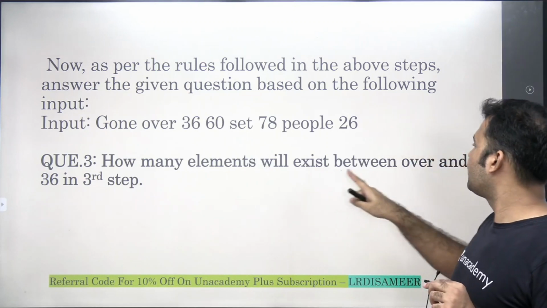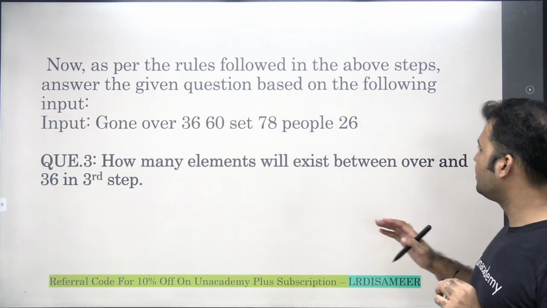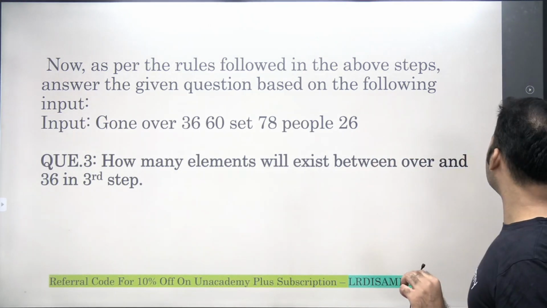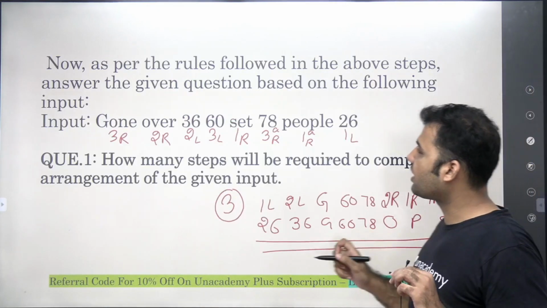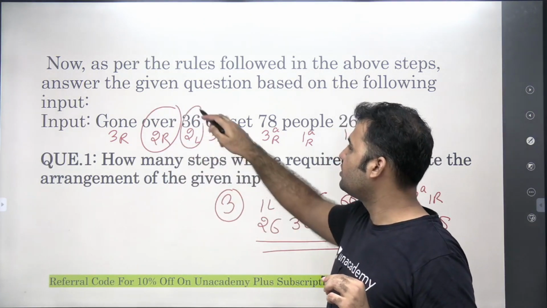How many elements will exist between over and 36 in third step? Now, once you do the ranking, right? How many elements will exist between over and 36 in the third step? All you have to do is just find out the rank of over. Over is at 2R and 36 is at 2L.